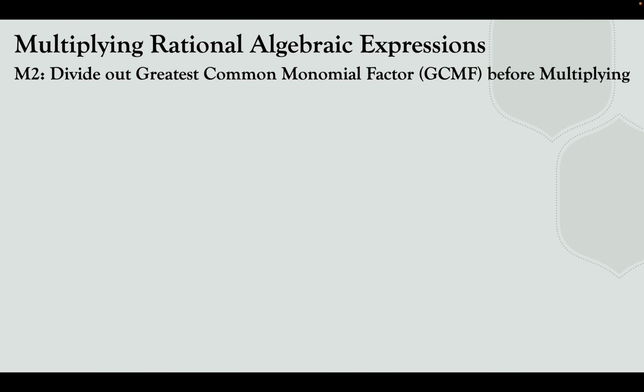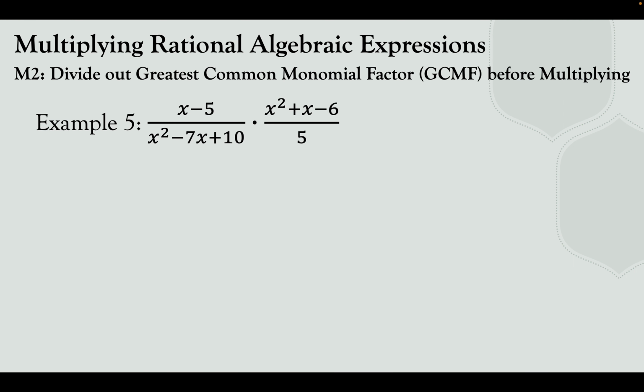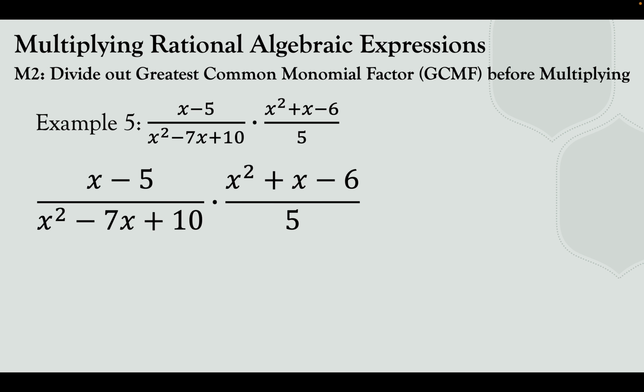Next, we have method 2, divide out the greatest common monomial factor, or the GCMF, before multiplying. So for this one, we have here x minus 5 over x squared minus 7x plus 10 times x squared plus x minus 6 over 5. So first, in the previous example number 4, we multiplied the numerator by numerator and denominator by denominator before simplifying. Now for here, we need to factor out first the given polynomials that can be factored.